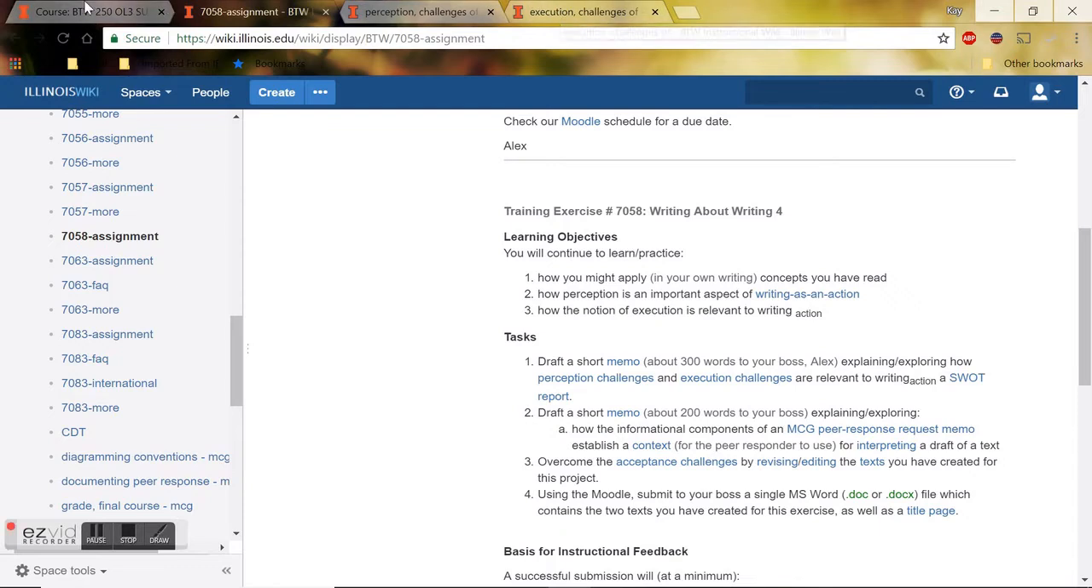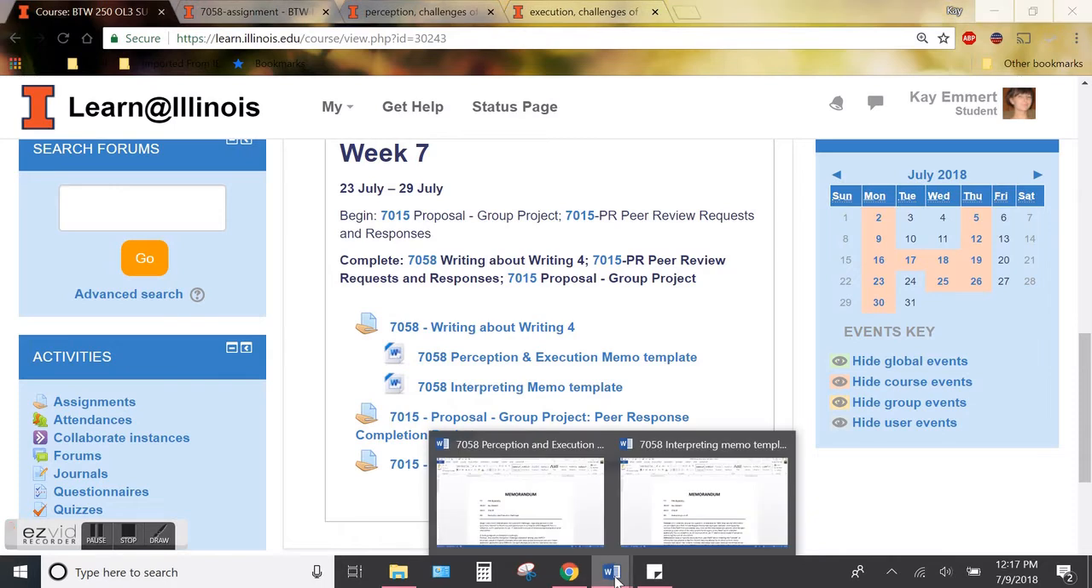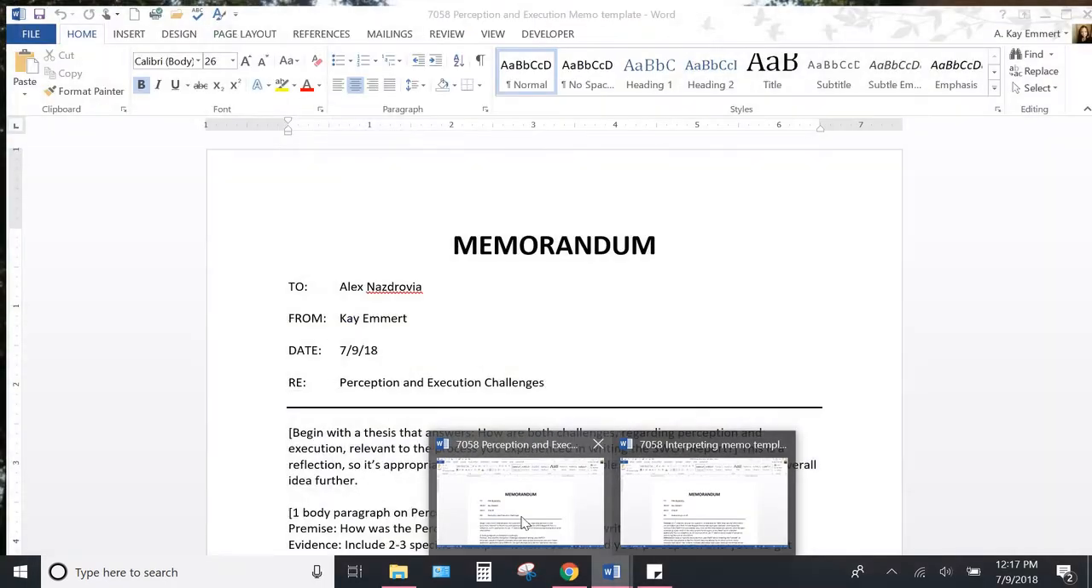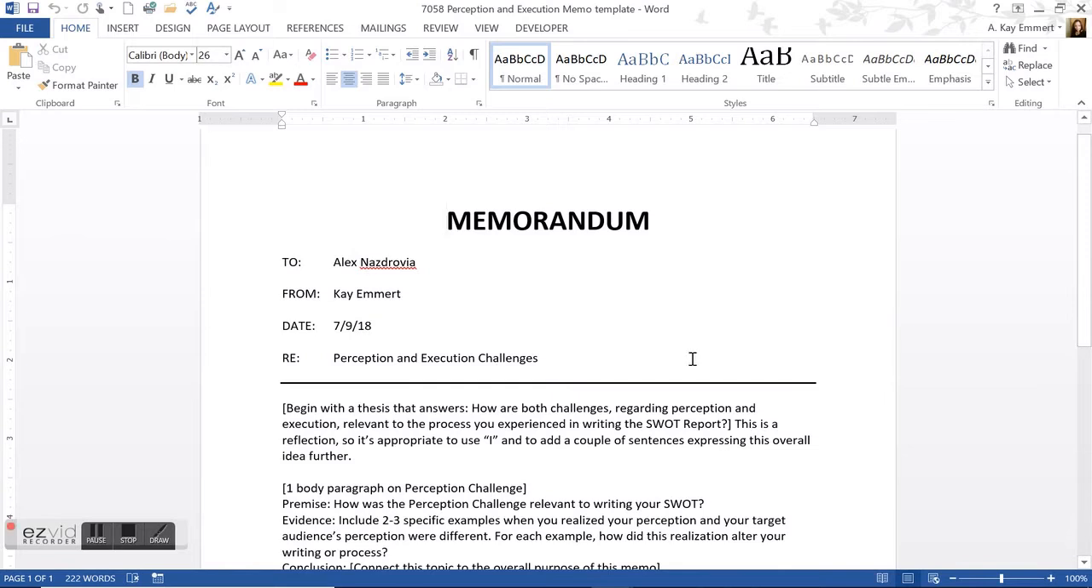Okay, and once you think you have some good ideas of what these challenges are, why they matter, now you're probably ready to start writing. So I'm going to go back to our course Moodle page, and this is under week 7. And here you'll see a template for 7058 perception and execution memo. So if you open that up, I've basically outlined a structure for you. And here it is. So we have our memo structure, our format, okay?